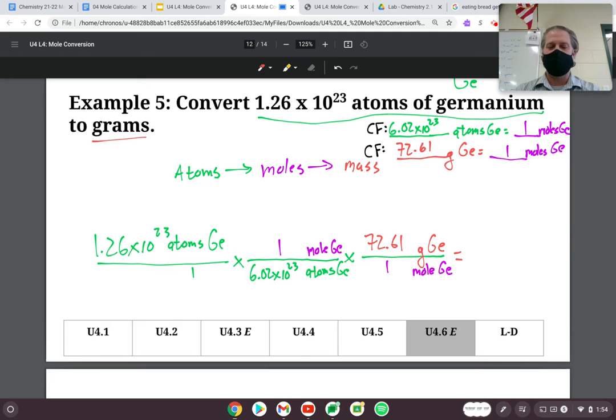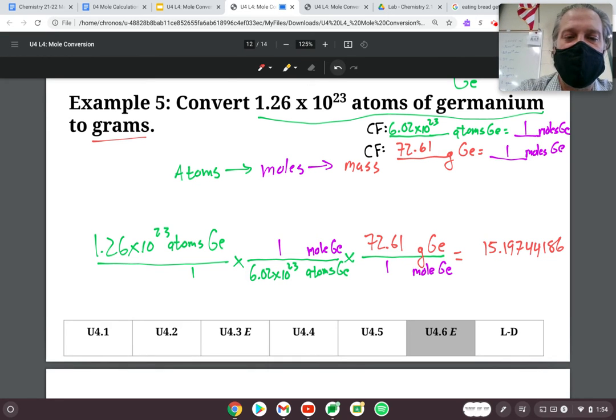And I'm going to calculate this straight through. So in this problem, I'm going to take the 1.26 times 10 to the 23rd times 72.61, and then I'm going to divide that whole thing by the 6.02 times 10 to the 23rd. And I get an answer somewhere in the ballpark of 15.19744186.